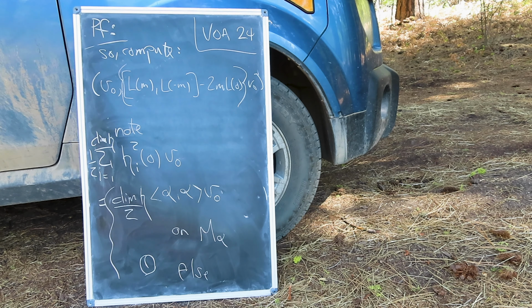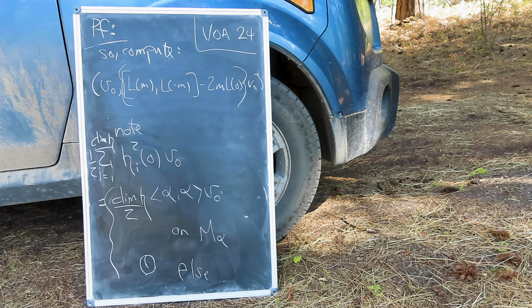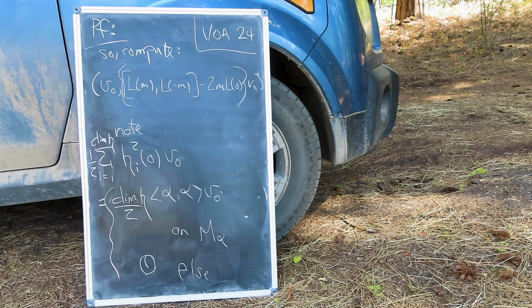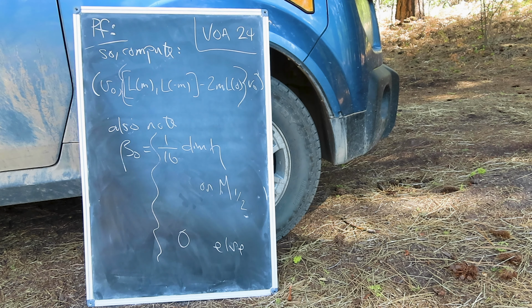Note that h squared of 0 amounts to the dimension of h times the inner product of alpha with alpha on M alpha. For all other modules, it vanishes. Similarly, beta sub 0 equals dim h over 16 on M 1/2, and for all other modules, it vanishes.